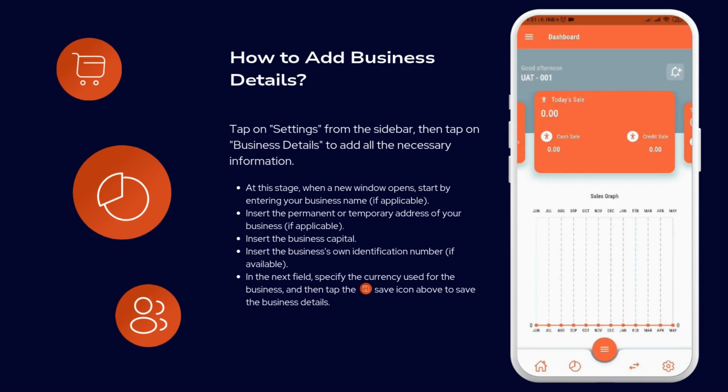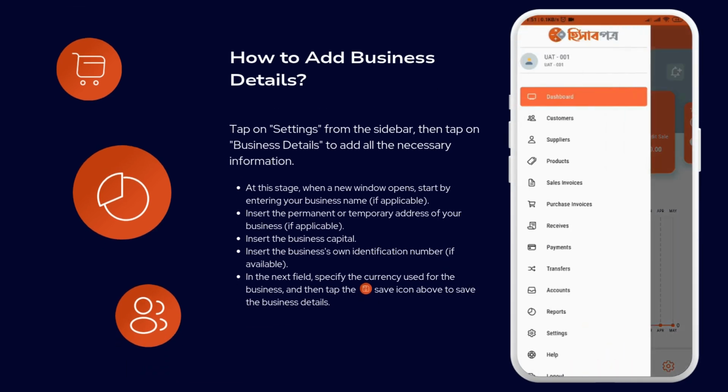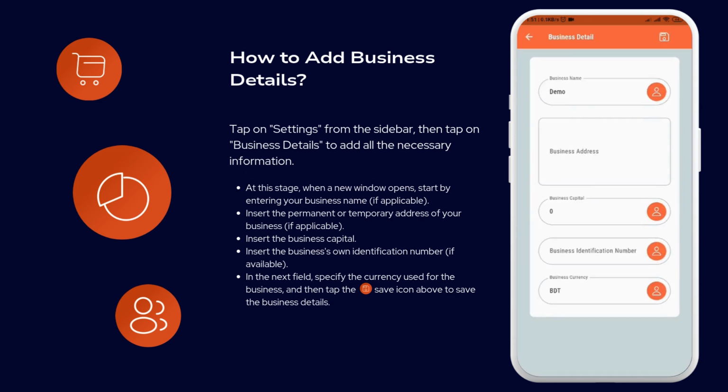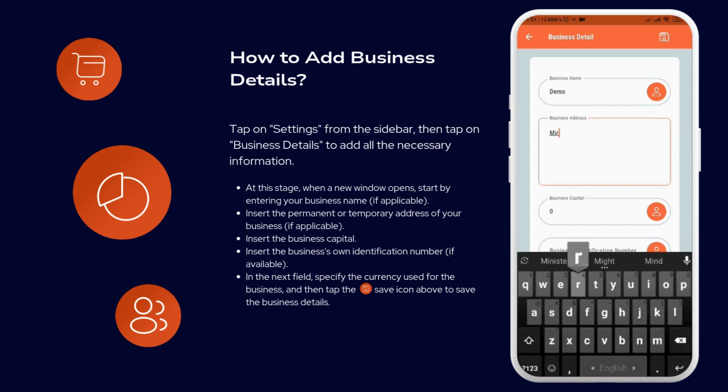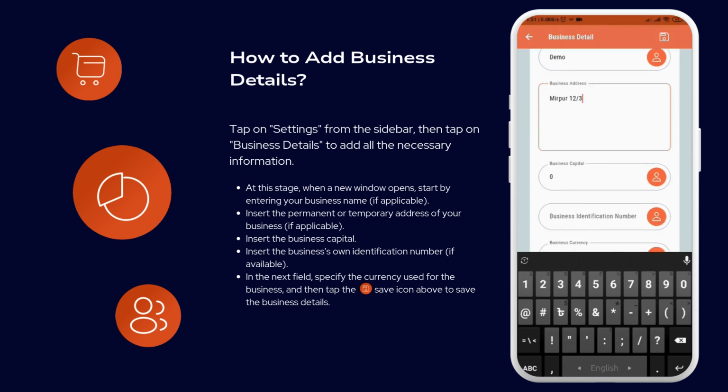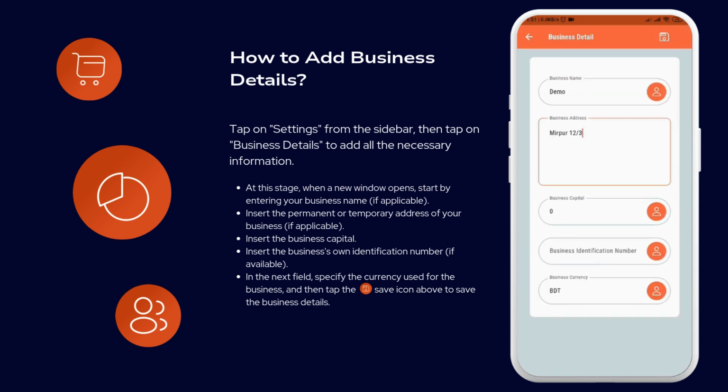Now let's see how a user can add their business details to the app in just a few simple steps. To add business details, we need to tap on Settings from the sidebar. From here, you can adjust various preferences, like changing the app's language or updating your profile information. Next, select the option called Business Details. A new window will open where you can begin entering key information about your business. Enter your business name if you have one. Then, provide your business address, whether it's a permanent or temporary location.